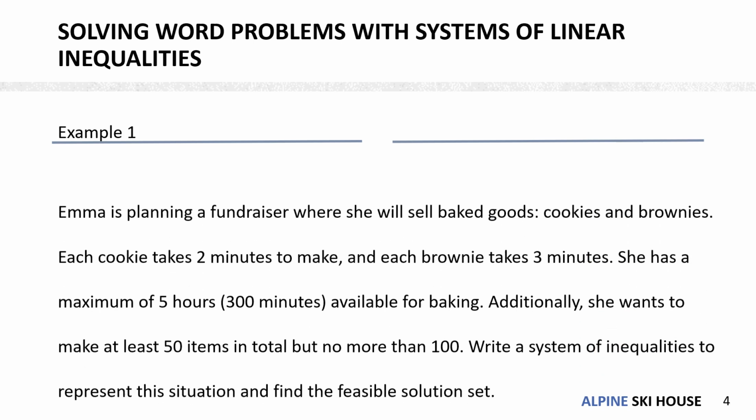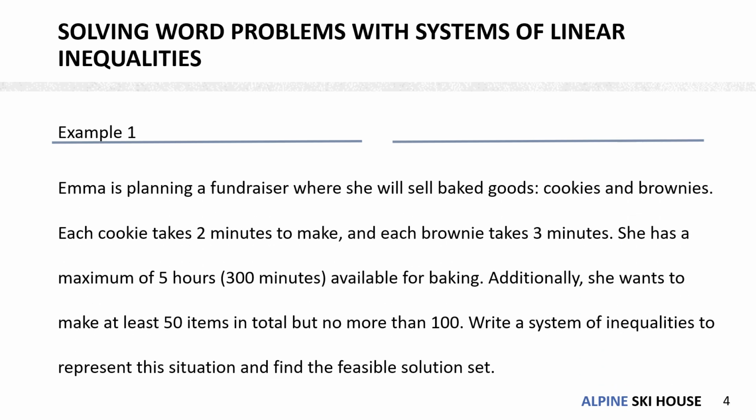Example 1. Emma is planning a fundraiser where she will sell baked goods, cookies and brownies. Each cookie takes 2 minutes to make, and each brownie takes 3 minutes. She has a maximum of 5 hours, 300 minutes, available for baking. Additionally, she wants to make at least 50 items in total, but no more than 100. Write a system of inequalities to represent this situation and find the feasible solution set.